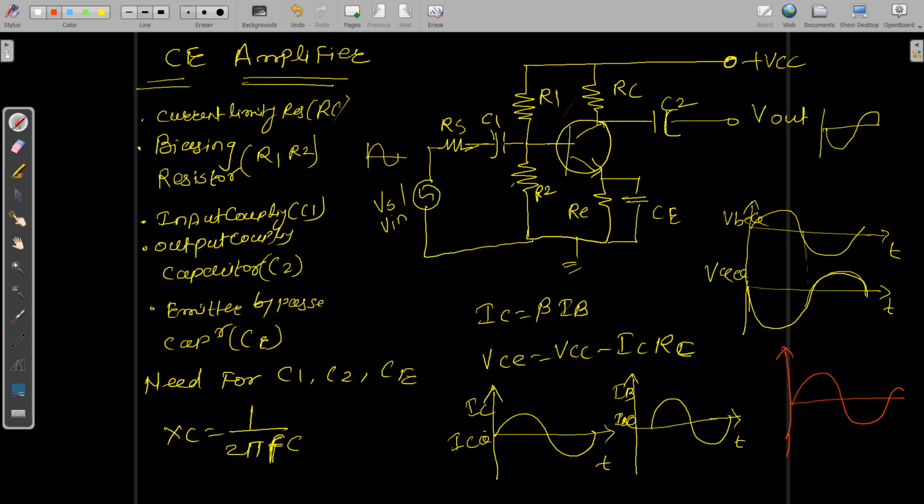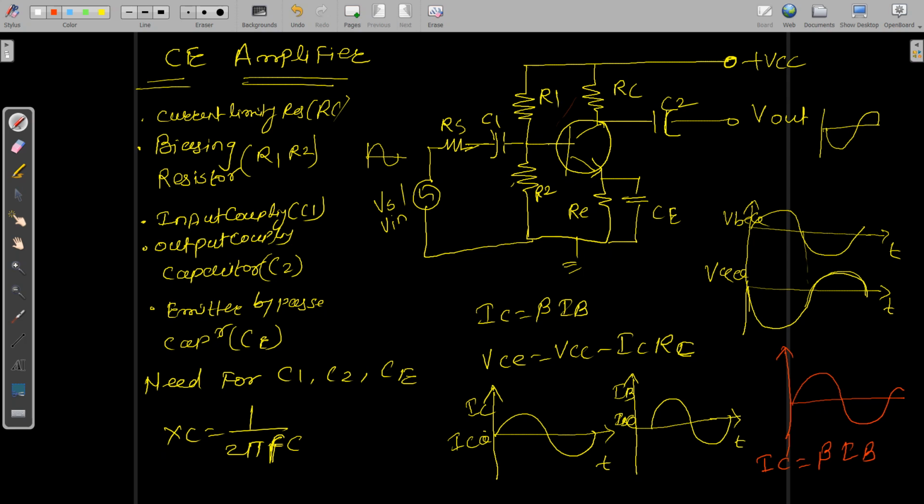So this figure shows the Q point, the DC biasing conditions. On that you have superimposed your base signal with respect to current IB. We know that in common emitter, IC equals beta times IB. So as IB increases, IC increases, and vice versa. If IB decreases, IC will decrease. So this is the output waveform with respect to the base current input and the collector current output.